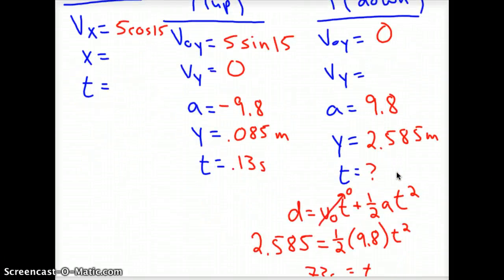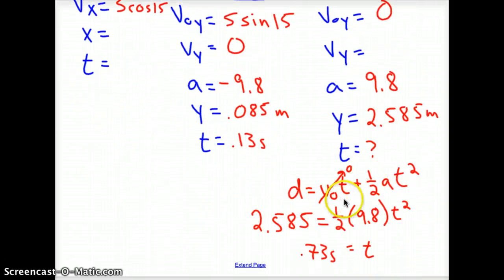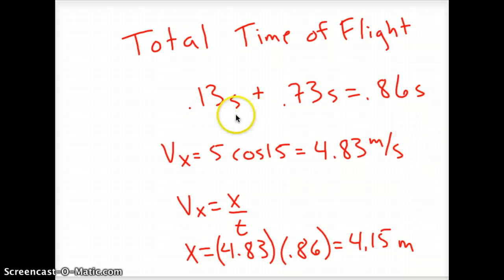So I'm going to solve for the time to go down using d equals v naught t plus 1/2 at squared. Substitute in my values and do some algebra. I get 0.73 seconds. Okay, so the total time of flight is 0.13 seconds up and 0.73 seconds down for a total of 0.86 seconds.